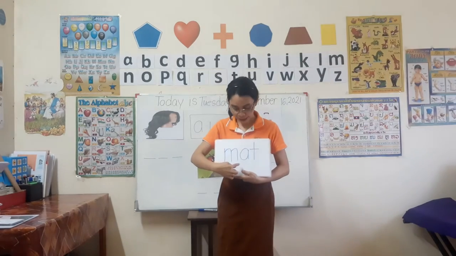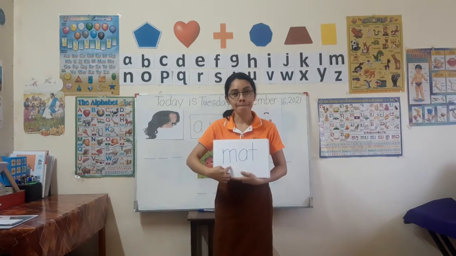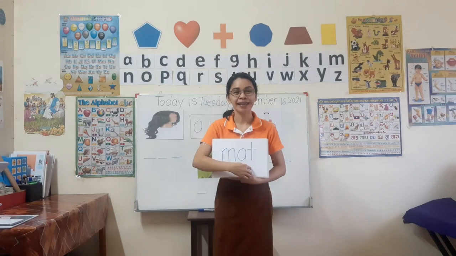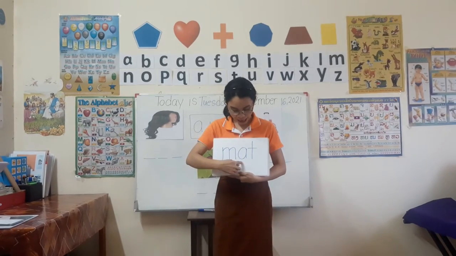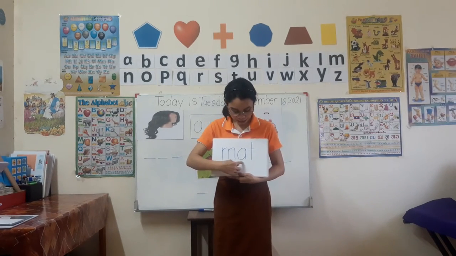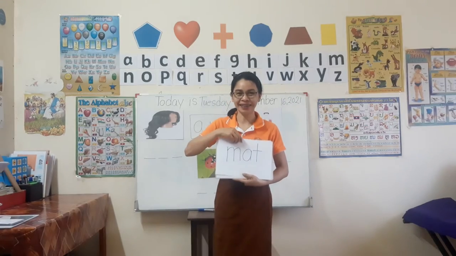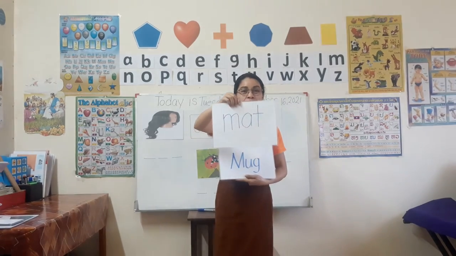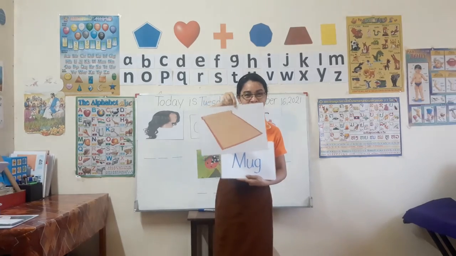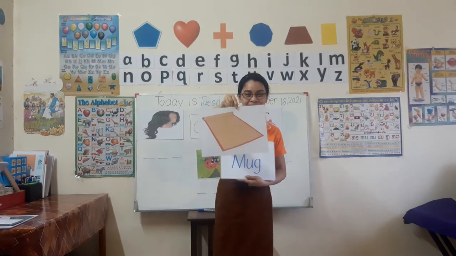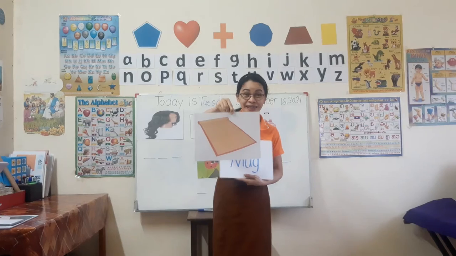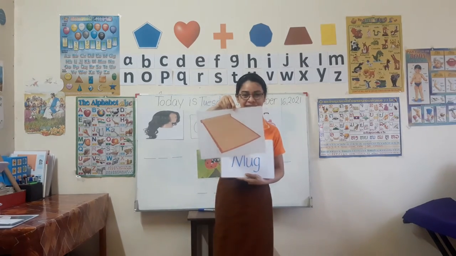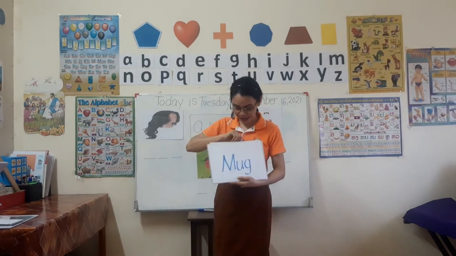Next, what about this, teacher? At. Mat. Okay, this word is mat. This is a mat. You can lay down on the mat. Do you have a mat in your house? Yes.